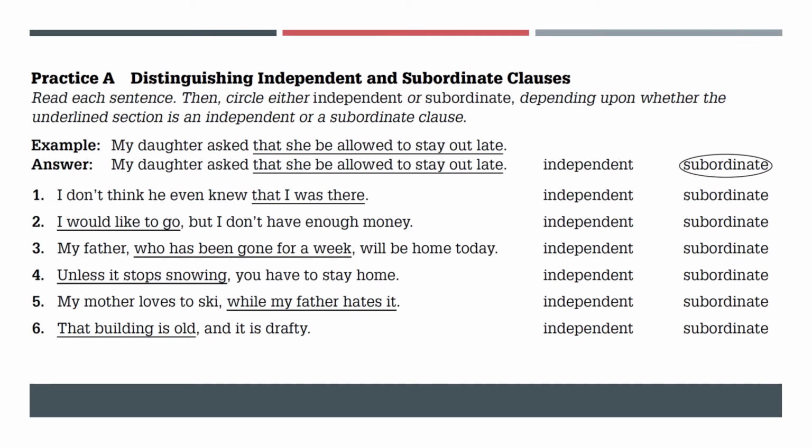Alright, practice A, distinguishing independent and subordinate clauses. Read each sentence, then circle either independent or subordinate, depending upon whether the underlined section is an independent or a subordinate clause. For instance, my daughter asks that she be allowed to stay out late. That she be allowed to stay out late. This is a subordinate because it cannot stand by itself.